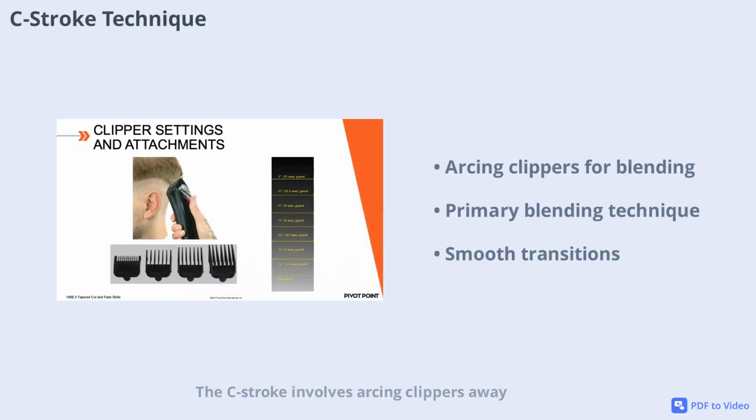The C-stroke involves arcing clippers away from the head in a curved movement. This technique is used for primary blending between zones and to remove initial length. Mastering the C-stroke is crucial for achieving smooth, natural transitions in fades and tapered cuts.